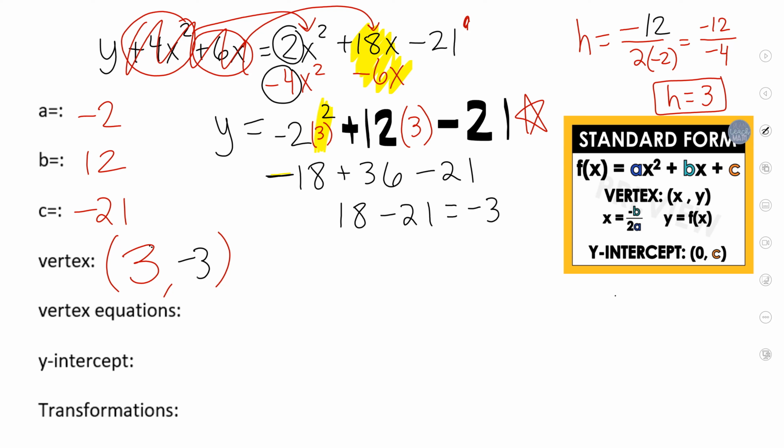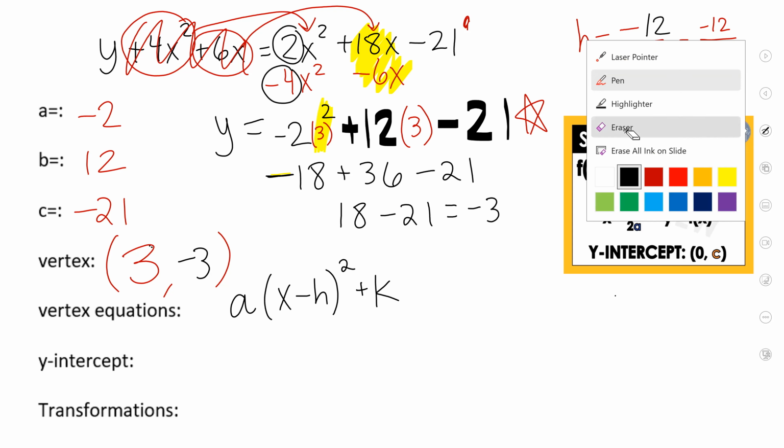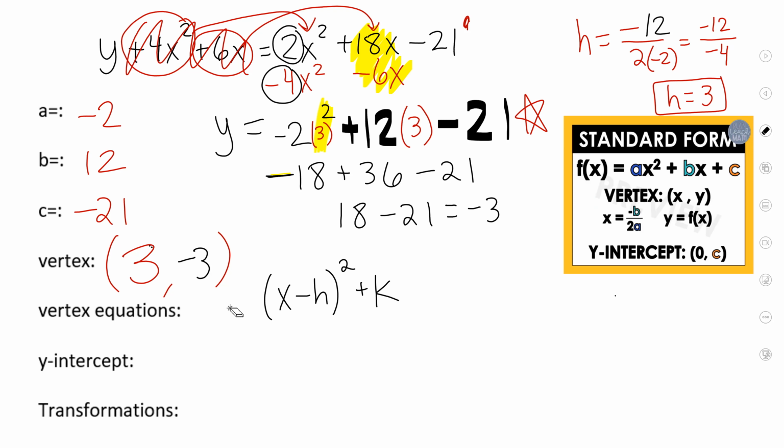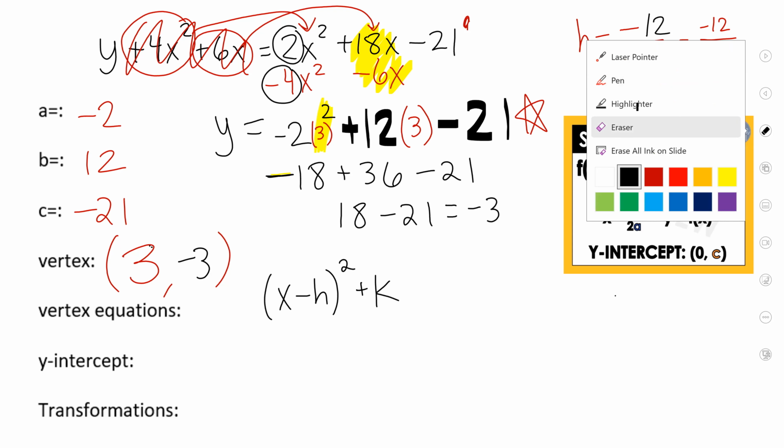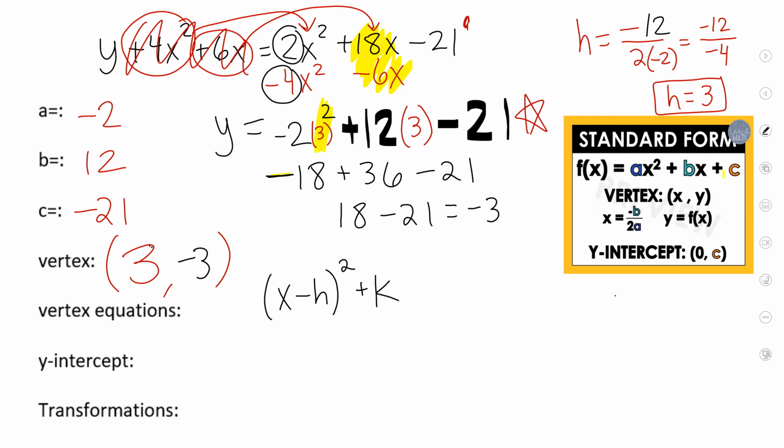Okay, now let's do the vertex form, the vertex equation. This is the formula for the vertex. A times x minus h squared plus k. And I'm just going to replace my letters. What did we say A was in the beginning? -2. Let me highlight where we got that. We got it from right up here. The A value is -2. So that's what I'm going to put in the front. -2.